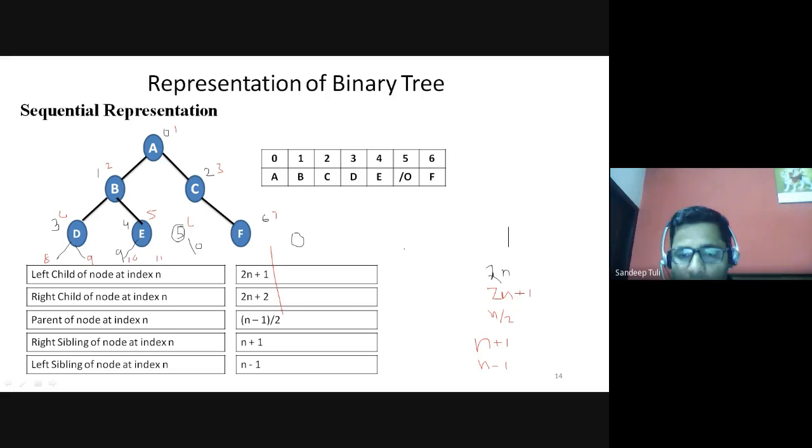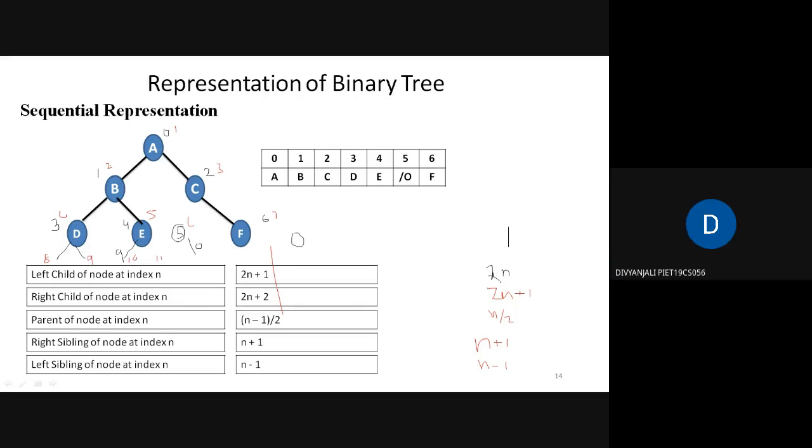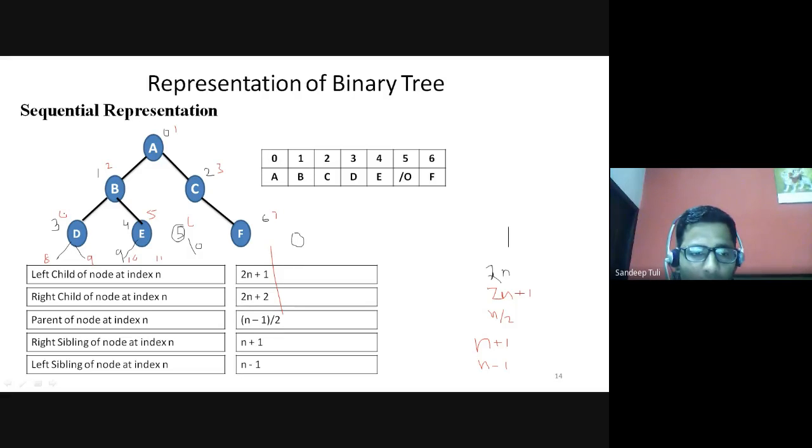Is it okay? So if it is 1, it will be 2n. For 2 it is 2n, for 4 it is 2n, for 8 it will be 16, and so on. The right child will definitely be plus 1 only. Left or right sibling will remain as it is, but the parent will again change, it will be n by 2 now. Like for 1, it will be 1 by 2. 1 by 2 is 1, and 2 by 2 is also 1.